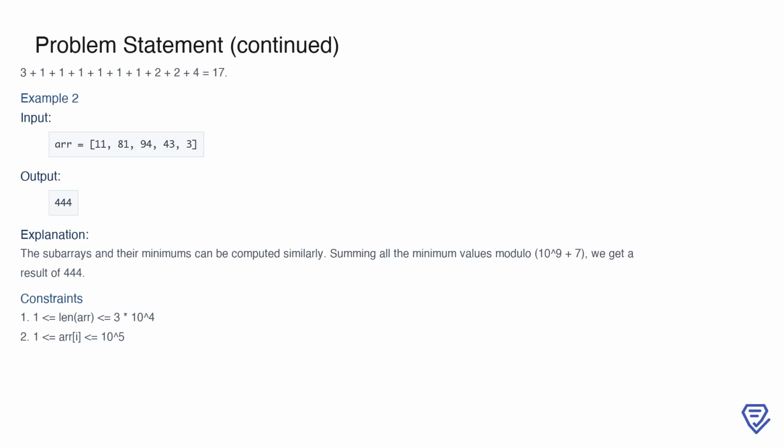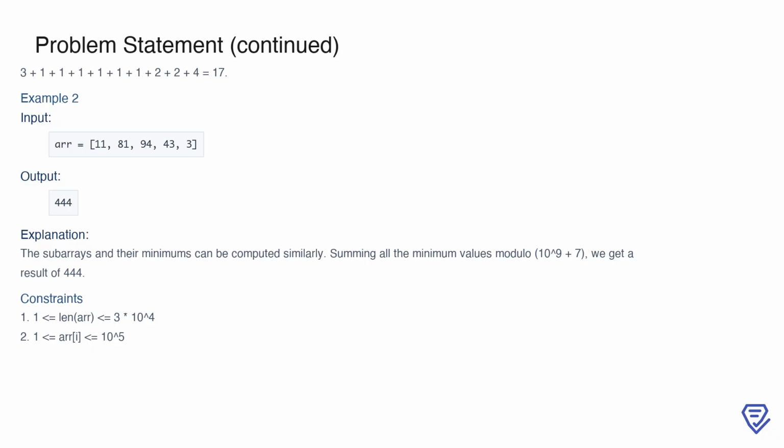The sum of all the minimum values from the subarrays of 3, 1, 2, 4 is 3 from 3, 1 from 3, 1, another 1 from 3, 1, 2, and yet another 1 from 3, 1, 2, 4. From the subarrays starting at the second element, we add 1 from 1, another 1 from 1, 2, and yet another 1 from 1, 2, 4. Then, we add 2 from 2, another 2 from 2, 4, and finally 4 from 4. Adding these values gives us 3 plus 1 plus 1 plus 1 plus 1 plus 1 plus 1 plus 2 plus 2 plus 4, which equals 17.